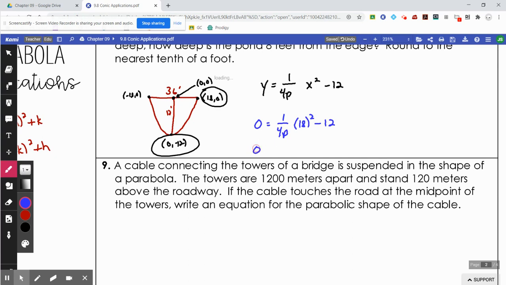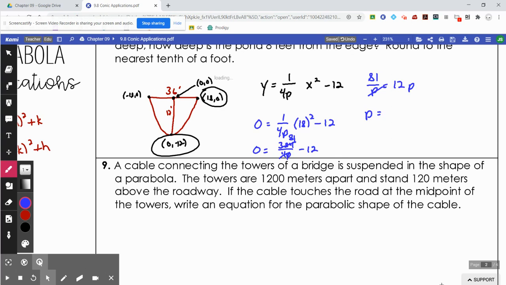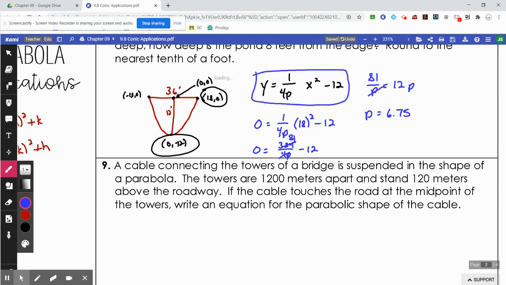So we have 0 equals 18 times 18 is 324. So you have 1 over 4p, which would be 324 over 4p, minus 12. We can clean that up, reduce that. That's going to be 81 over p. Move your 12 over. That gives you 81 over p is equal to 12. Move the p over, gives you 12p is 81. Divide by 12, and that tells you that you have a p-value of 6.75.